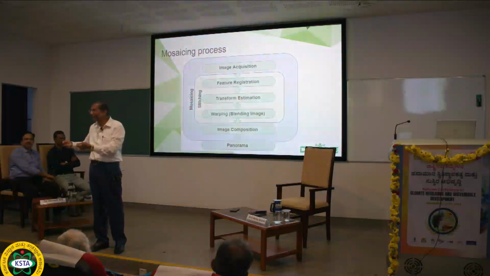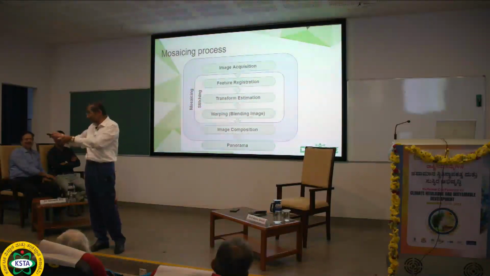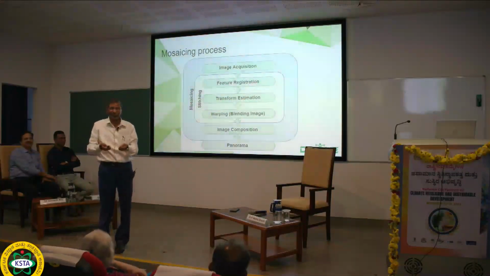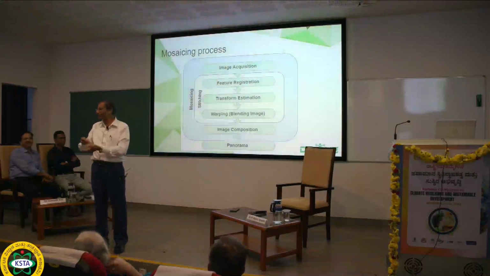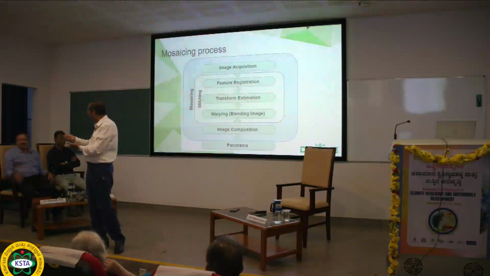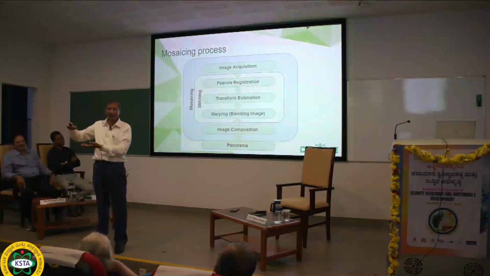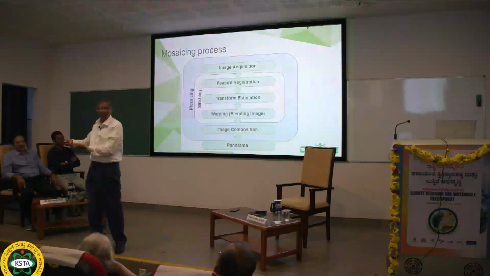It is not just simple. Hundreds, thousands of photographs are being taken. That has to be stitched. That's why, in a drone, you have to take almost 60 to 70% overlap. Side overlap, front overlap, depending on the type of applications.